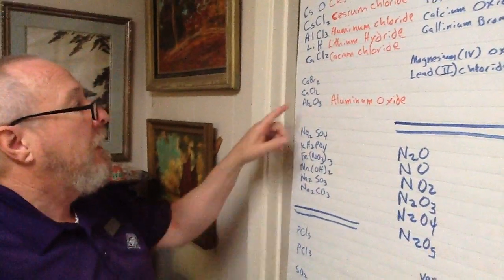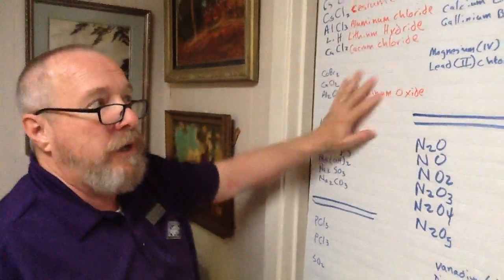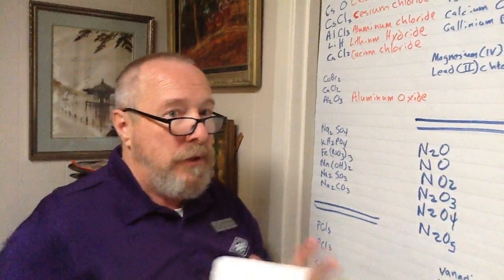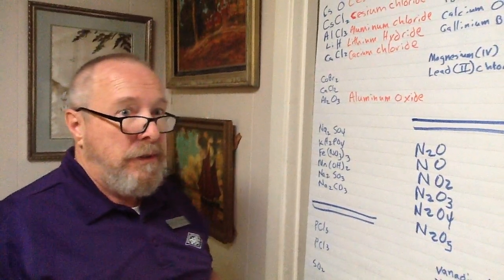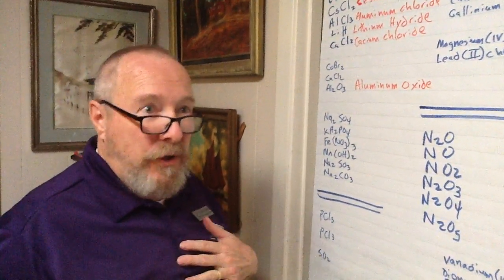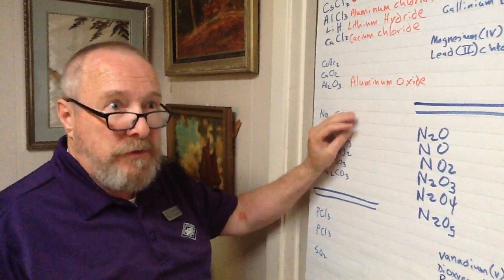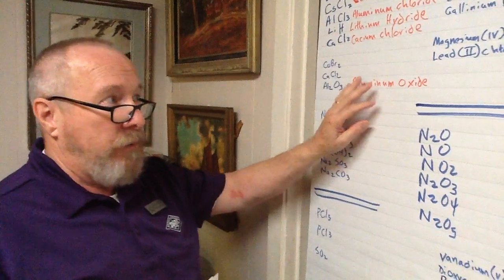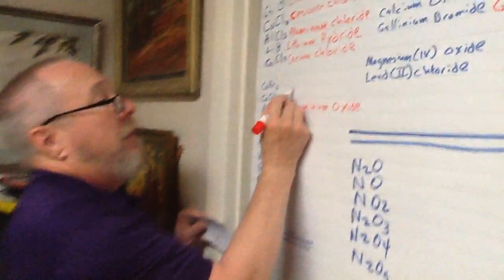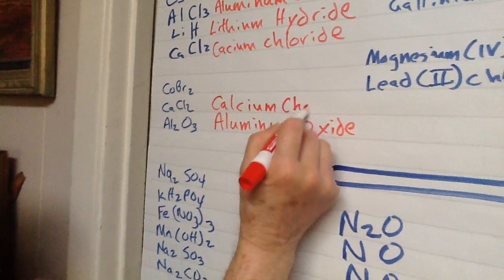Now notice I did not put the numbers in there. I didn't say dialuminum trioxide. I don't have to with these ionic compounds because there's only one way they can go together to form a neutral compound. So because I know how to look on the periodic table and extract my charges, and I know they only go together one way, I don't have to specify numbers. So this compound would be calcium chloride.